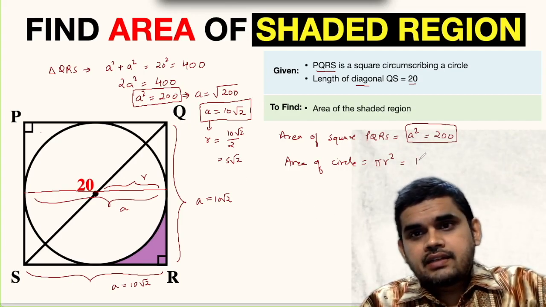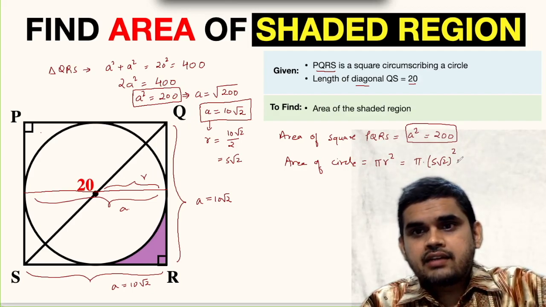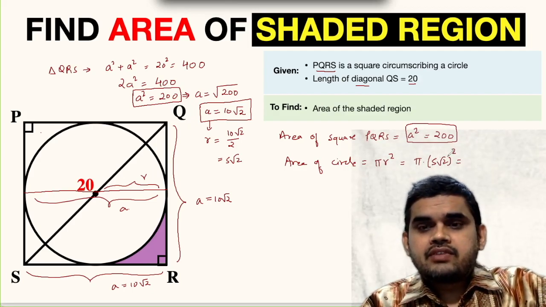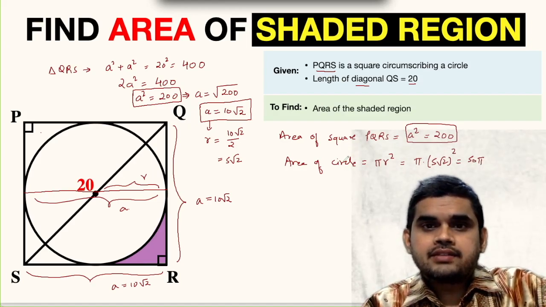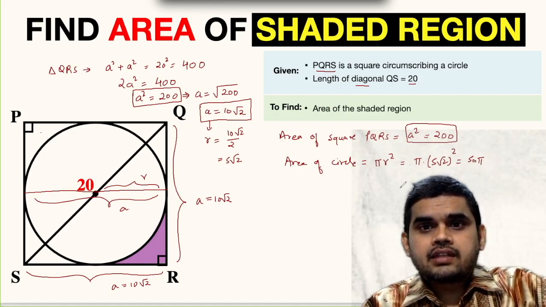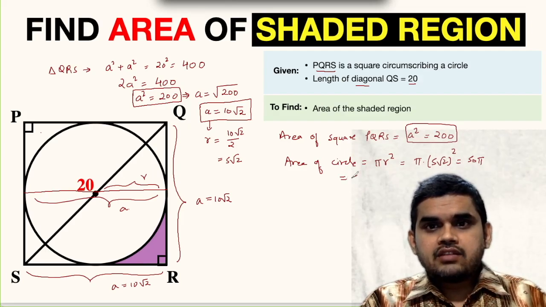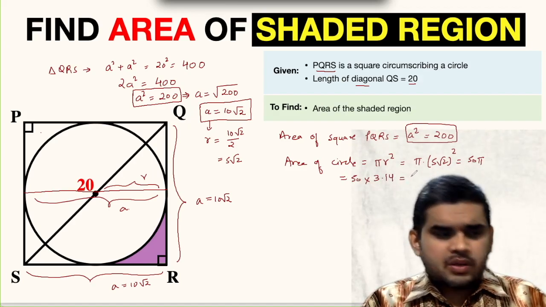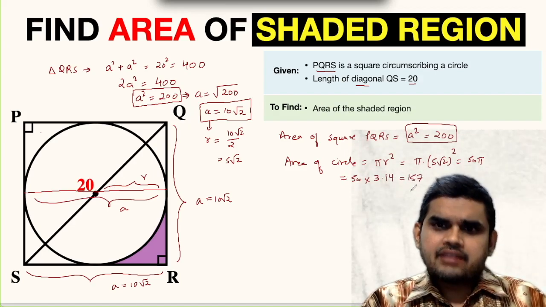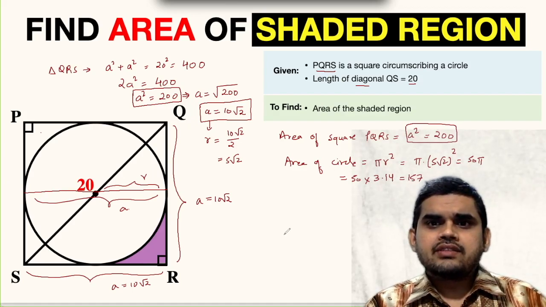So we can write pi times 5 root 2 squared. 5 times 5 is 25, times 2, that is 50 pi square units. So this is the area of the circle. And if we substitute the value of pi as 22 upon 7 or 3.14, we will get approximately 157 square units as the area of the circle.